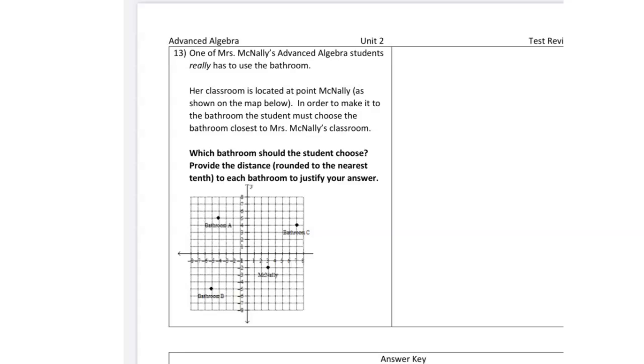The last problem is number 13. One of Mrs. McNally's advanced algebra students really has to use the bathroom. Her classroom is located at Point McNally, as shown on the map below. So that's here. In order to make it to the bathroom, the student must choose the bathroom closest to Mrs. McNally's classroom. Which bathroom should the student choose? Provide the distance, rounded to the nearest tenth, to each bathroom to justify your answer.